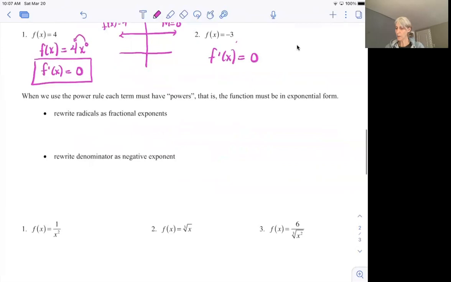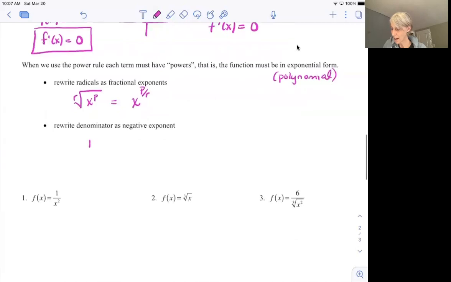When we use the power rule, each term must have powers. That is, the function must be in exponential form. Some books will call this polynomial form. So we want to rewrite radicals as fraction exponents. So remember our exponent law, the p-th root of x to the m is x to the m over p. We also have to rewrite the denominator. Let's say we have a power in the denominator. That's going to become x to the negative m.